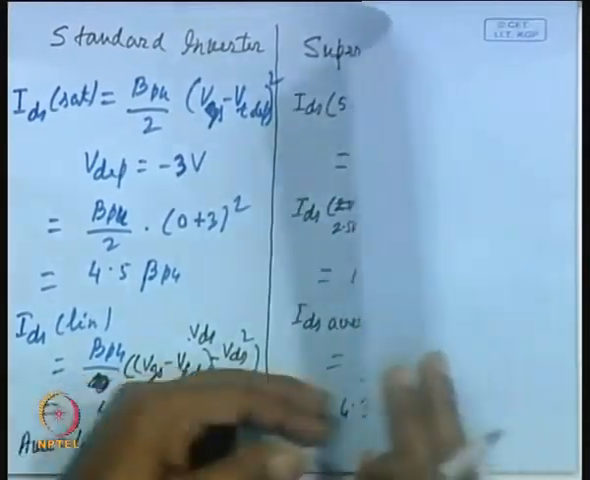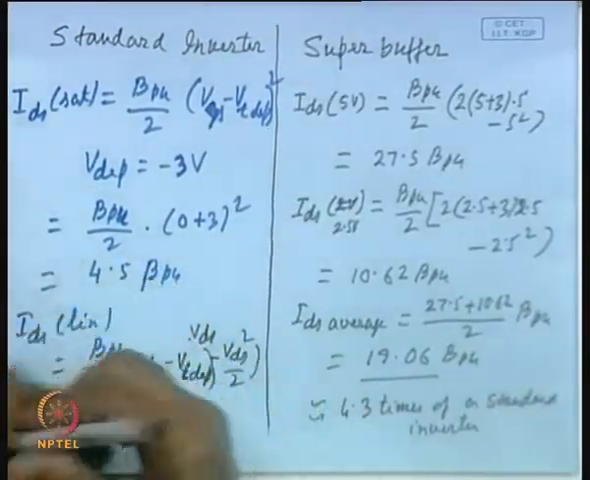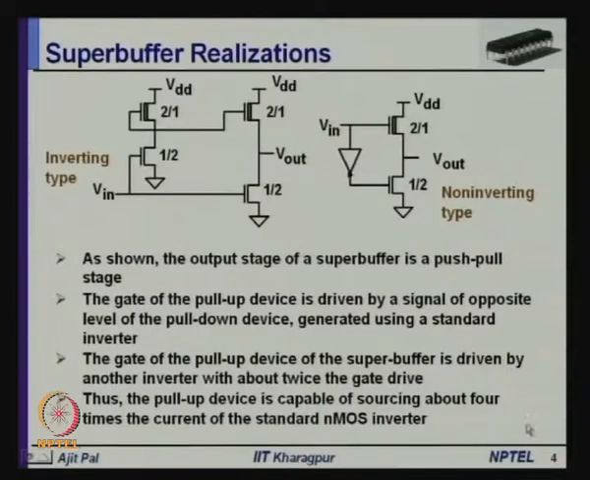So, this is the super buffer. Now, let us consider the non-inverting type. The previous one is the inverting type, because whatever input you apply you get the inverted output here. But in this particular case the connection is done in a little different way: instead of applying the input to this pull down device, the input is applied to the pull up device, and the output of the inverter is applied to the input of the pull down device.